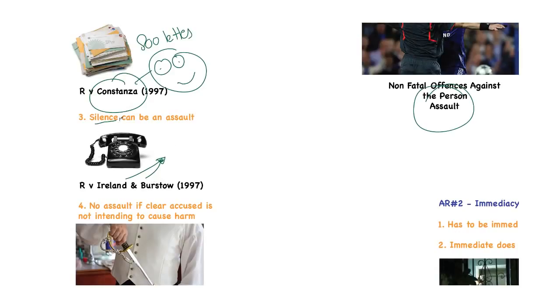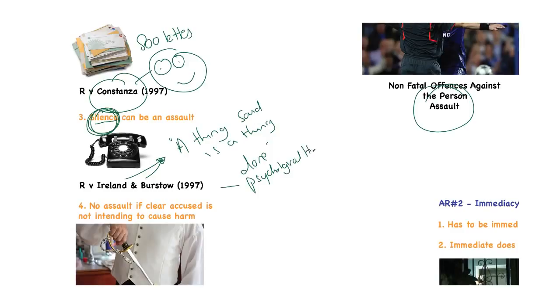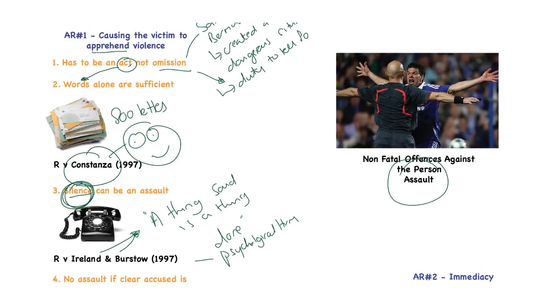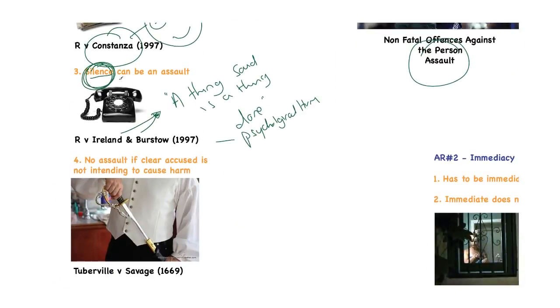The question was whether the silence amounted to an act, or could amount to an act, that caused the victim to apprehend immediate violence. And the key phrase that comes out of Ireland and Burstow is: a thing said is a thing done. In short, there are two key things here. One, silence is enough to constitute an assault. And second, psychological harm is also an outcome that can be included in assault or battery. Okay, so words can be an act sufficient for assault. Even silence can be an assault.